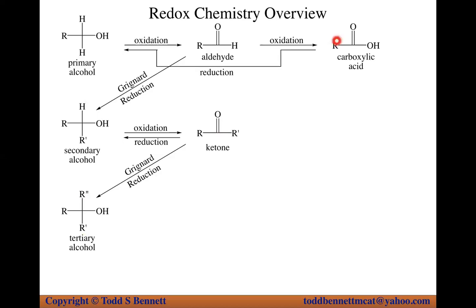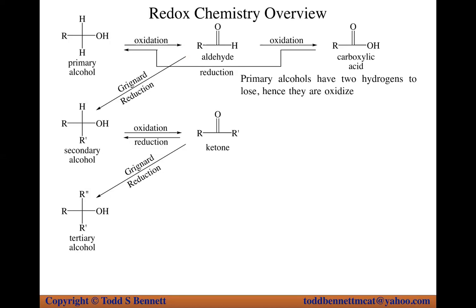So you oxidize in this direction, reduce in this other direction. Grignard is a special case where I add an extra R group. So the aldehyde has one R, the alcohol it forms is secondary, has two. The ketone has two, the Grignard product has three. So I want to look at that H again.